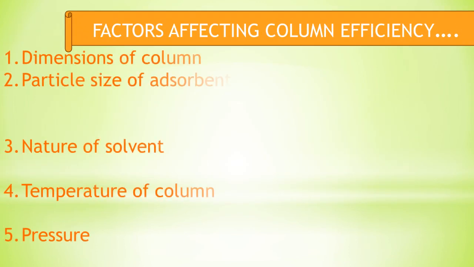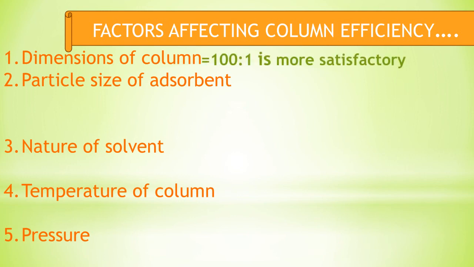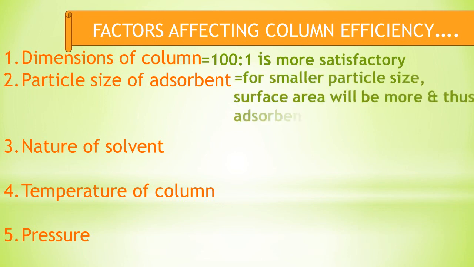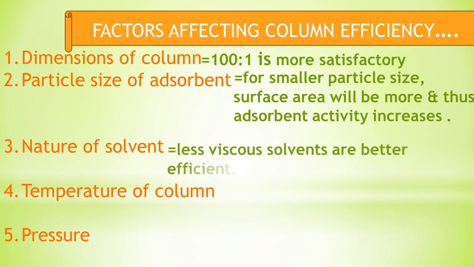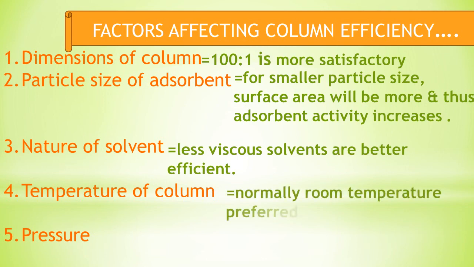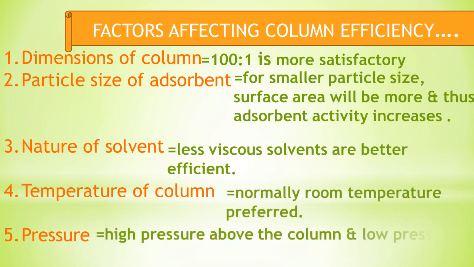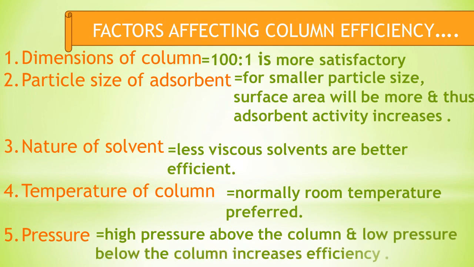Factors affecting column efficiency are listed below. The dimension of the column should be 100:1 for more efficiency. The particle size of the adsorbent should be small so that the surface area will be more and thus adsorbent activity increases. The solvent used should be less viscous for better efficiency. The temperature of the column should be room temperature. High pressure above the column and low pressure below the column increases the efficiency.